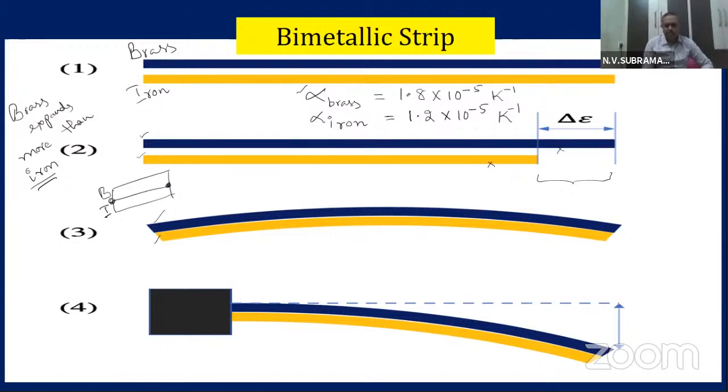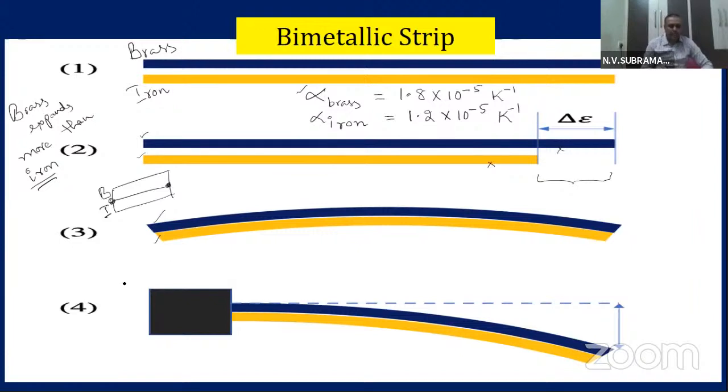So in the examination, they are asking, what happens to a bimetallic strip when it is heated? Answer what you will tell. A bimetallic strip, the joints are welded. So when they are heated, one metal expands more than the other. So it bends as shown in diagram number 3. This is how you must write the answer.